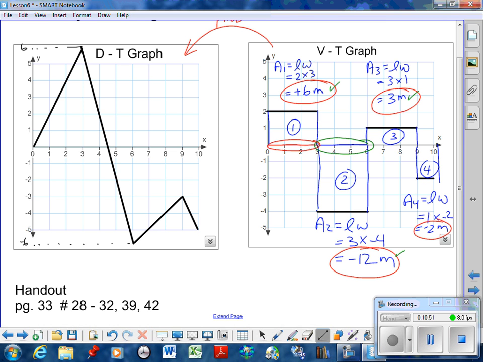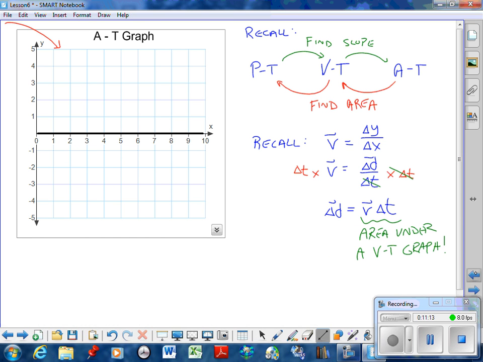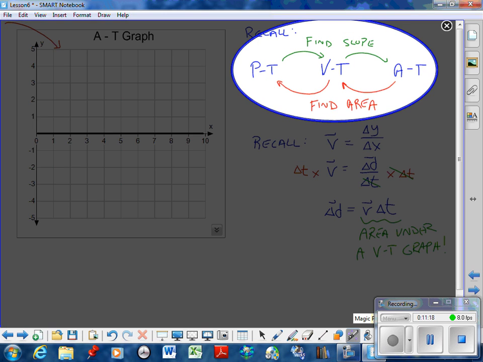So we just found area under the graph. Okay? The handout and the homework questions relate all to this. All right? So you just have to remember the most important thing. Slope moves you from DT to VT to AT. Area moves you from AT to VT to DT. Undoes it. Okay? This is that emphasis right here. All right? Can't stress that enough.